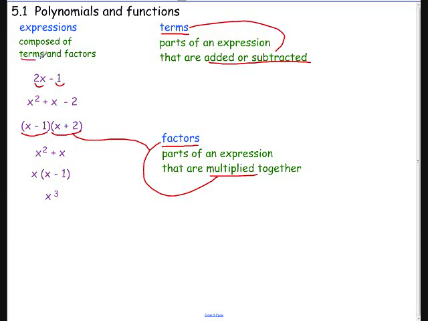So a lot of this confusion that you may have encountered with regard to terms and factors depends on what level you're looking at. At the top level, I have 2 factors. At the top level here, I have 2 terms. At the top level here, I have 2 factors. The first factor has 1 term, the second factor has 2 terms. And this one, it's a single term with 3 factors.